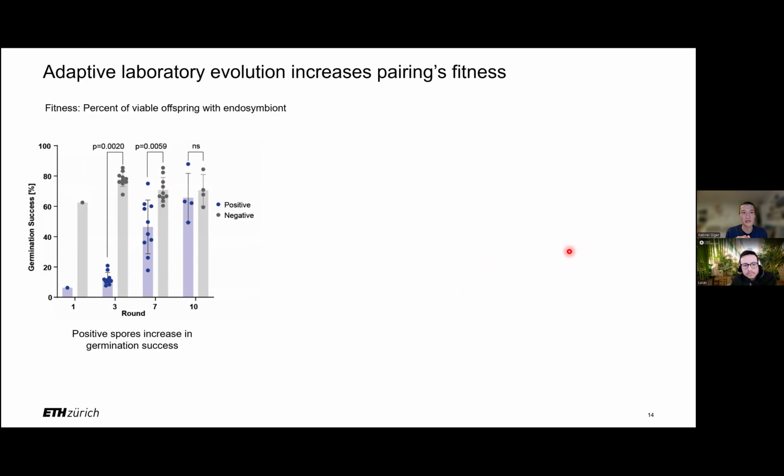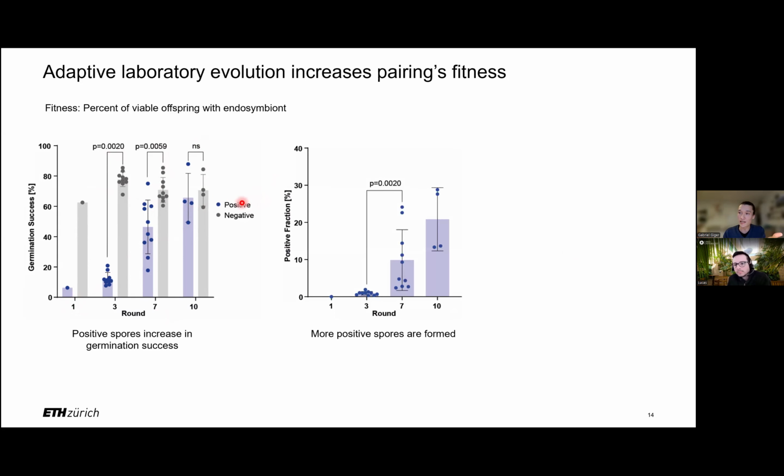We describe the fitness here as the percent of viable offspring with endosymbiont. So from all the spores that are formed, how many of them have an endosymbiont and can germinate? This is made up of the germination success of the spores that have the bacteria inside, which in the beginning was really low but then came up to levels similar to spores that do not harbor any bacteria. It was also made up of the amount of spores that get a bacterium inside, and this positive fraction also increased.